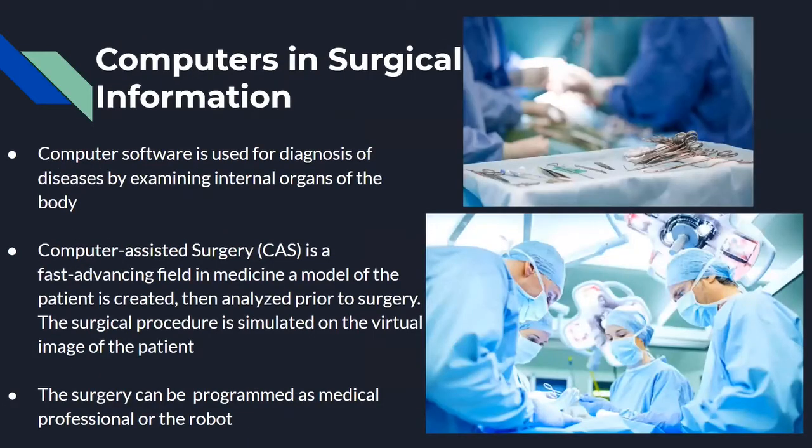Computers and surgical procedures. Computer software is used to diagnose diseases by examining the internal organs of the body. Computer-assisted surgery is a fast-advancing field in medicine, creating a model of the patient prior to the surgery. The surgical procedure simulates the virtual imaging of the patient. The surgery can be performed by a surgical robot or by professional surgeons. Sometimes the doctor and the robot will be doing the same type of procedure at the same moment, or sometimes there will just be other doctors and surgeons, as you can see in the picture below.